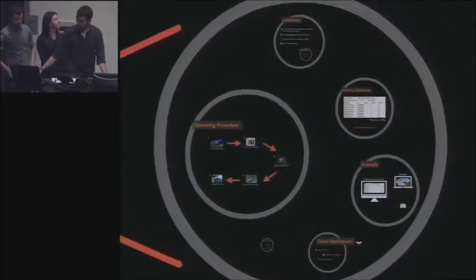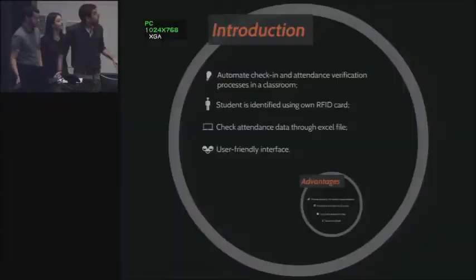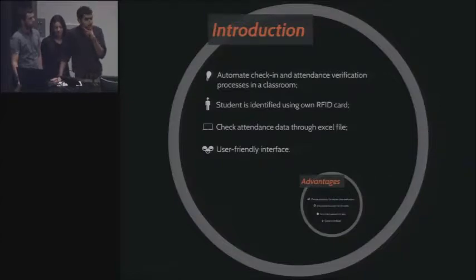And this is how it works. The students, everyone has their own ID, and they're going to swipe it in the box when they arrive to class. So they will swipe their cards on the box when they arrive to class. And then every time he wants, the teacher can check the data about attendance, just going to the SD card and reading an Excel file.